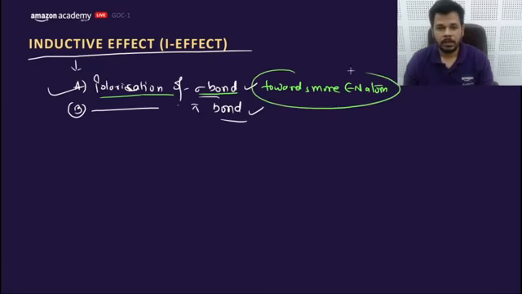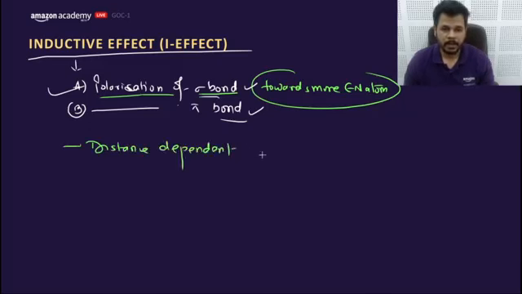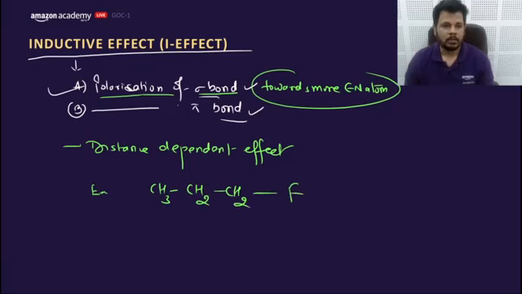Yes, it is a distance dependent effect. Let's have an example. Suppose CH3, CH2, CH2 and F. Now what would be the electronegativity of fluorine? 4. So electron shifts towards fluorine, making it partially negative, which makes the carbon partially positive.